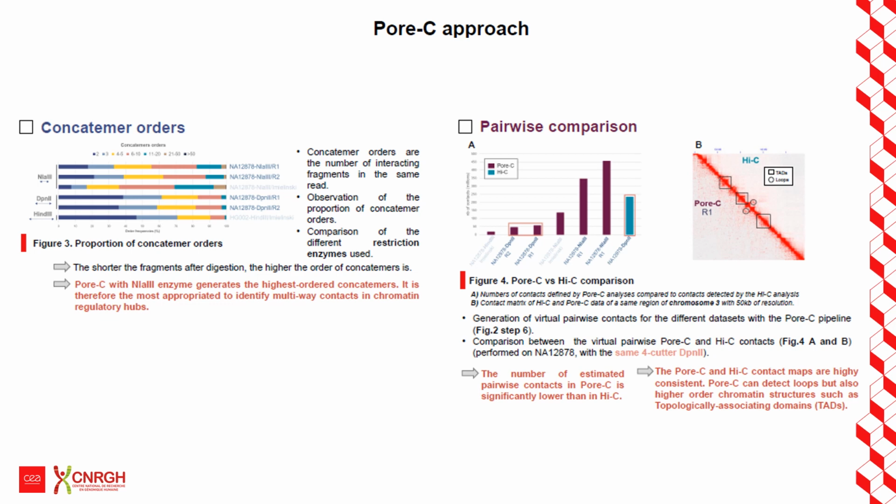On the other hand, we validated the Pore-C data by comparing the virtual pairwise interactions with Hi-C data on the same cell line and using the same restriction enzyme, DpnII. The number of pairwise interactions in Pore-C is lower than in Hi-C. In the contact map of this chromosome 3 region, used as an example, we observed that despite the lower depth of Pore-C, we could detect loops, but also high-order chromatin structures like topologically associated domains.